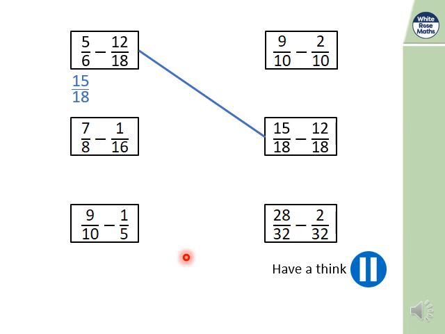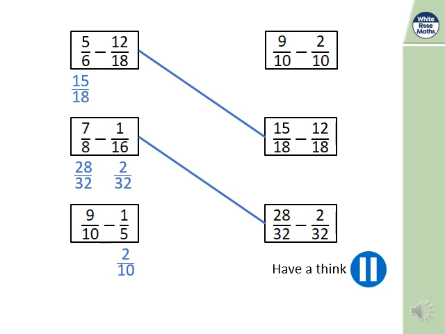Let's have a look and see. Well, for the first one, it was a bit of a trick question. We could have changed 7/8 to 14/16, but that option isn't there on the right hand side, and what we would have to have then done was actually change it to 32. 28/32, take away 2/32, which was that one there, leaving us with 9/10, take away 1/5.